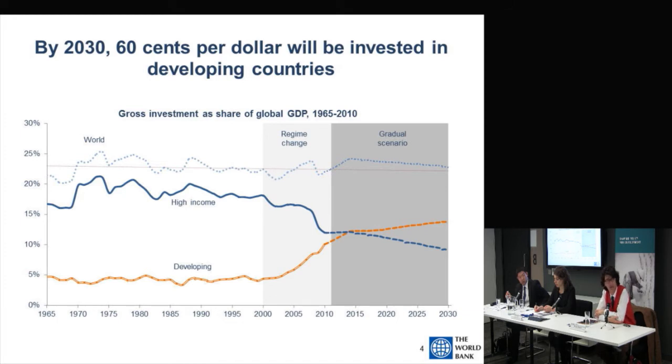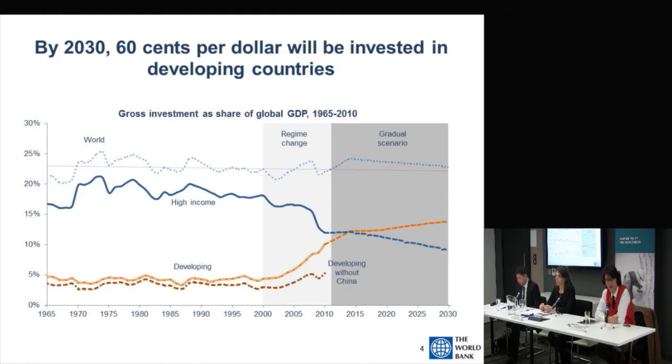Interestingly, the composition effect cancels out at the global level. So the investment rate at the global level remains at about 23-24% for the whole world. But there is a lot of churning going on underneath. And this is not just a story of China, okay?